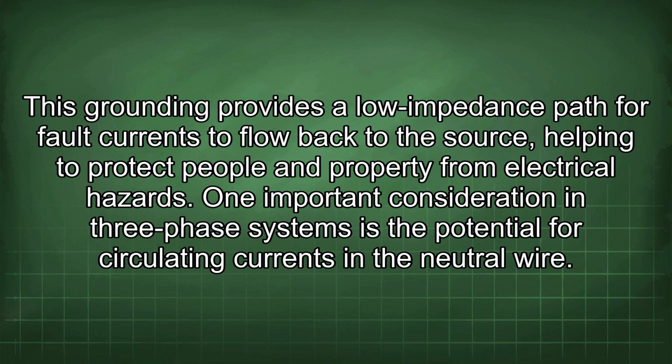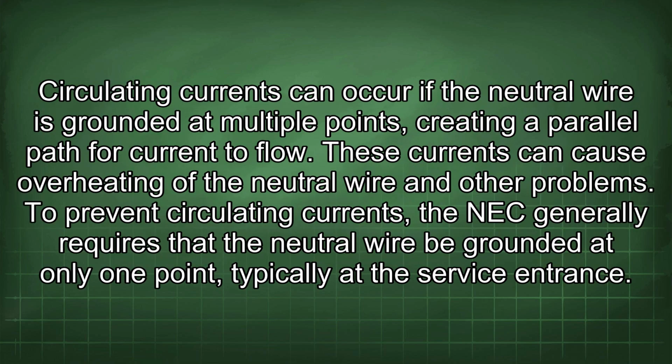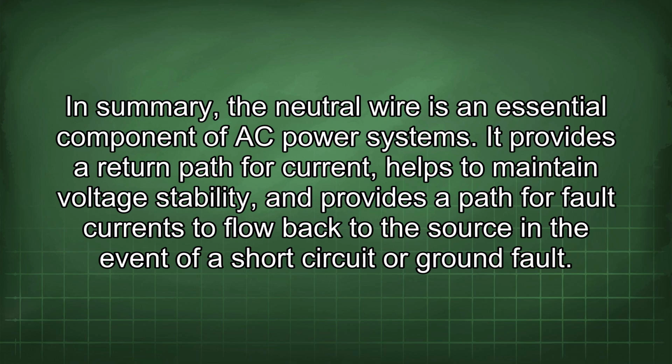One important consideration in three-phase systems is the potential for circulating currents in the neutral wire. Circulating currents could occur if the neutral wire is grounded at multiple points, creating a parallel path for current to flow. These currents can cause overheating of the neutral wire and other problems. To prevent circulating currents, the NEC generally requires that the neutral wire be grounded at only one point, typically at the service entrance.